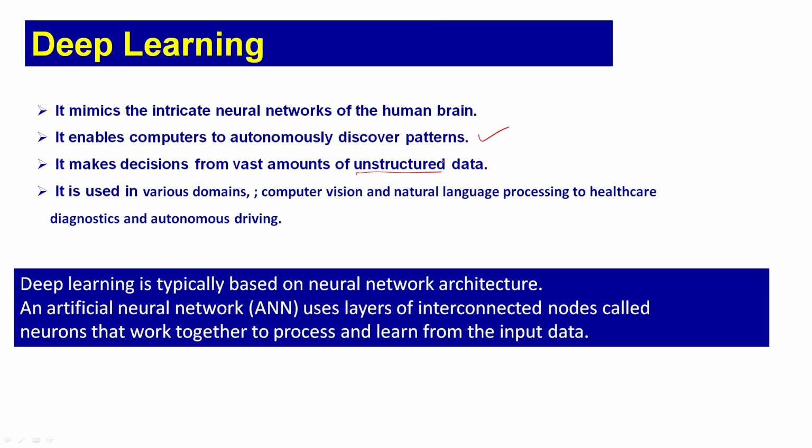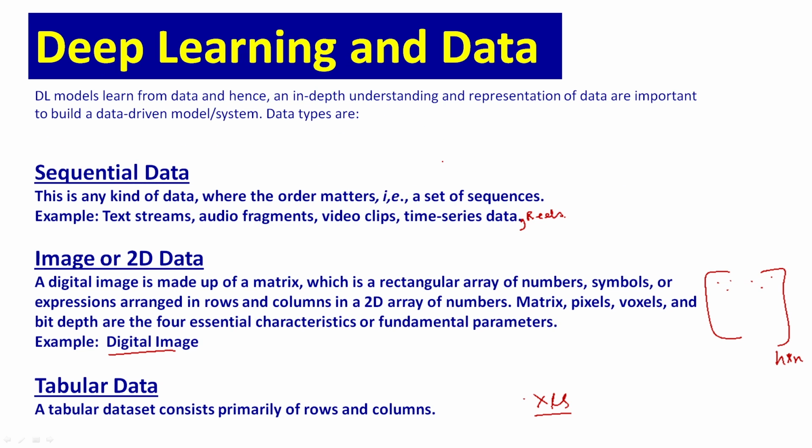Since it is based on neural network, the first thing that will come to your mind is artificial neural network, or ANN. ANN is basically a parallel processing system in which we have interconnected nodes, which are called neurons. They work together to process and learn from the input data. Now, the question is, as the data can be of different types, how to handle the data. In today's lecture, we are going to discuss RNN, which can handle sequential, time dependent data.